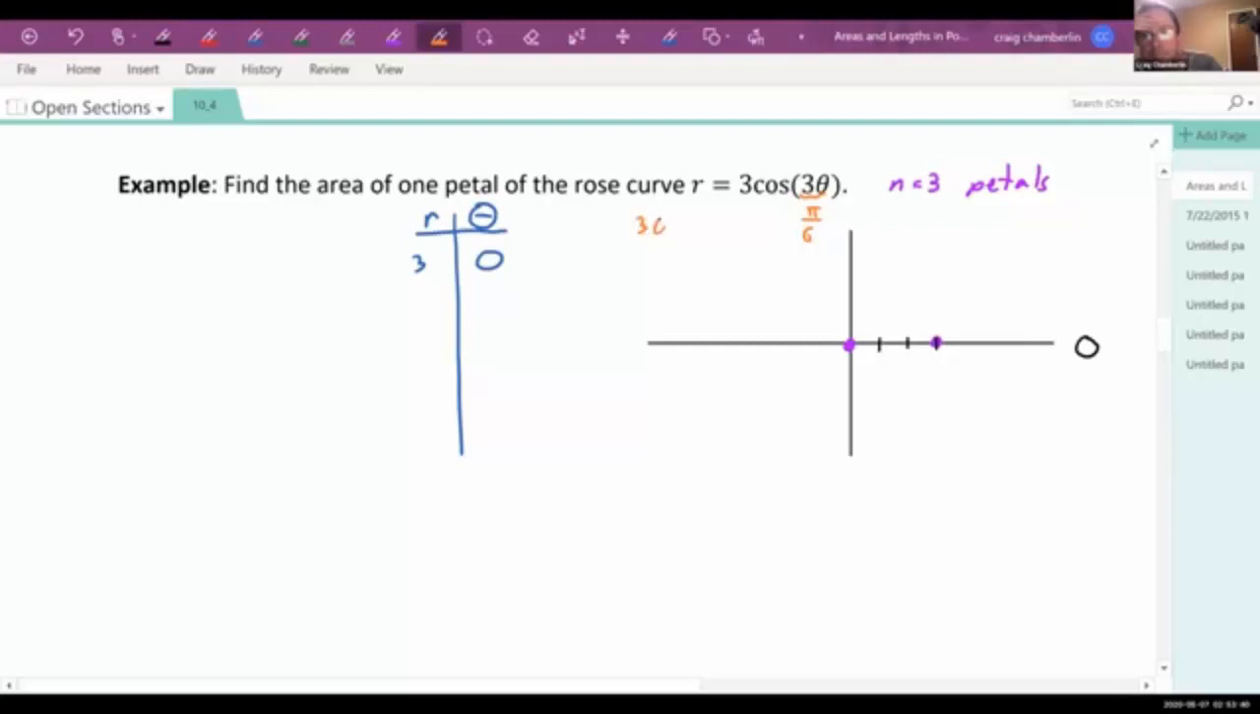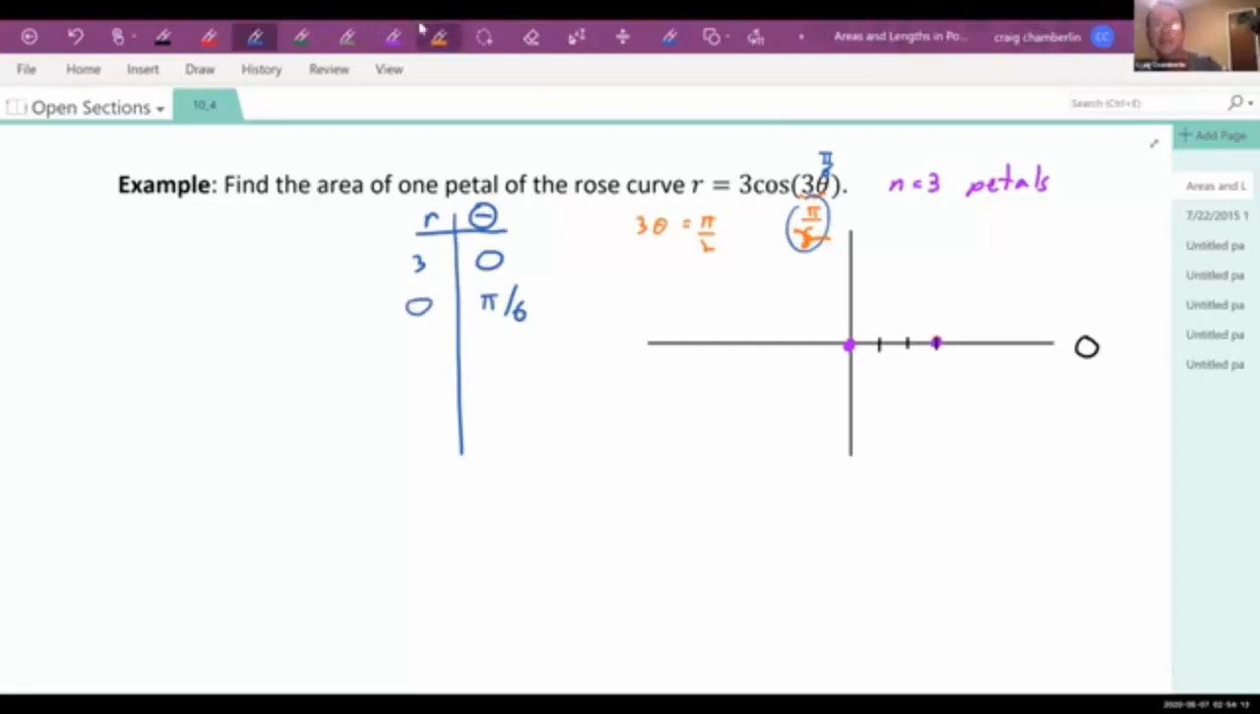So when does 3 theta equal pi halves? Well, divide both sides by 3 or multiply by 1/3, and you'll get pi over 6. In other words, if you plug in pi over 6 for theta, you take 3 times pi over 6, that's pi halves. Cosine of pi halves is 0, times 3 is a radius of 0, r equals 0.